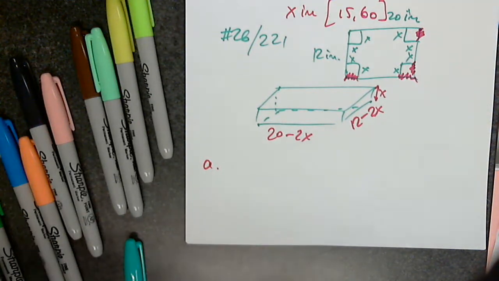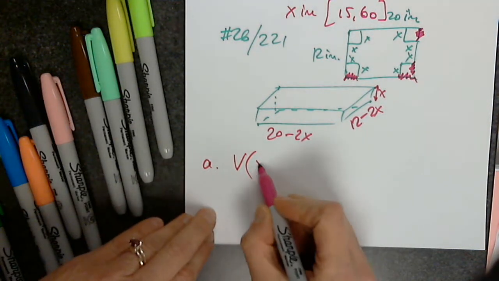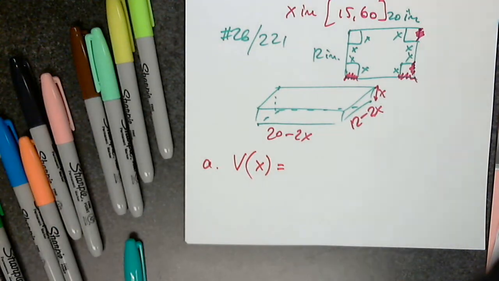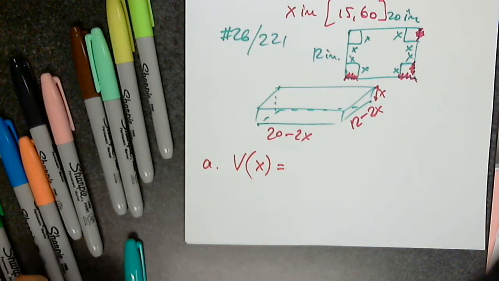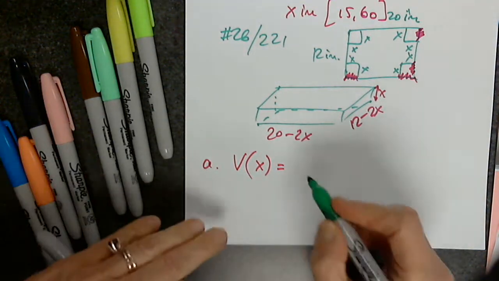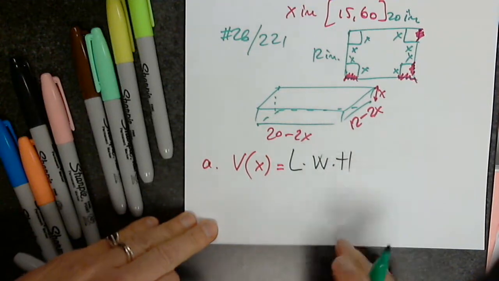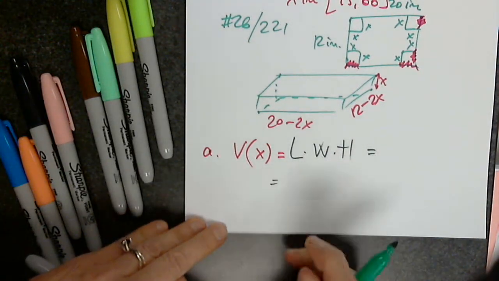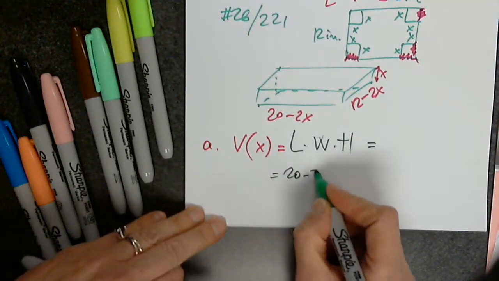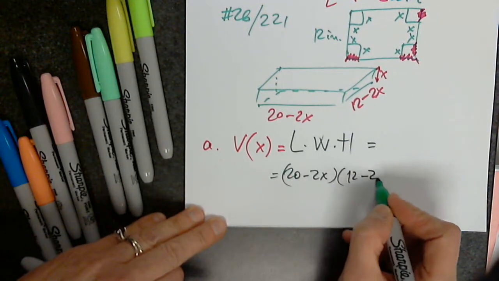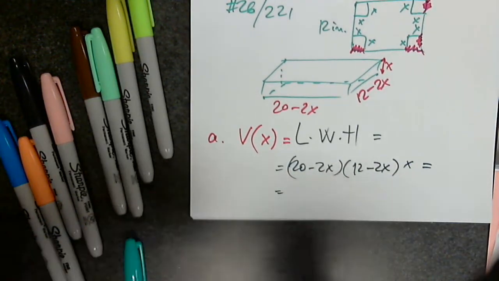We normally write v as a function of x as the volume, but f of x is fine too. You can use f if you like. What now? Length on this side. Awesome. Length times width times height. Good. I'm going to replace all of them. So 20 minus 2x, 12 minus 2x, and x.